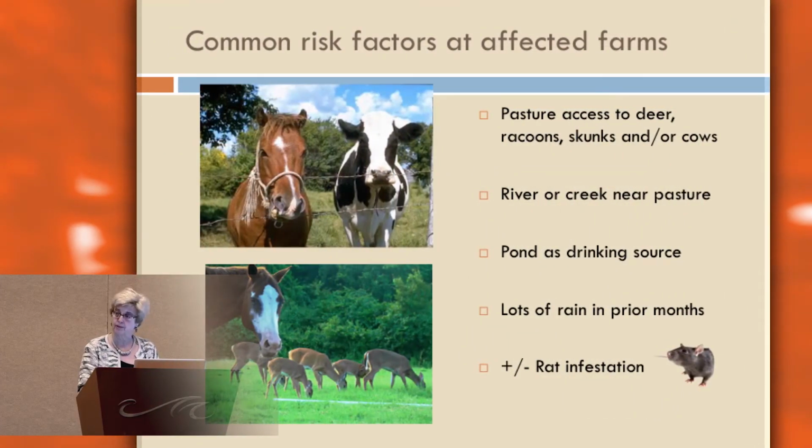And many of them had other risk factors. They had deer, wildlife around them. They were beautiful farms, usually bordered by woodlands where the wildlife like to live. A lot of them had ponds for drinking water.